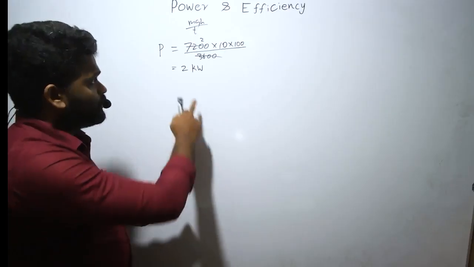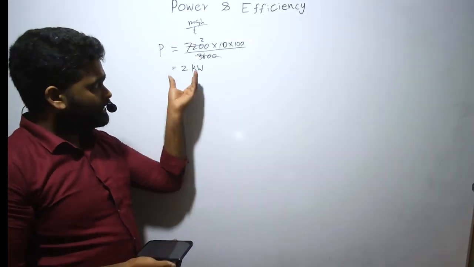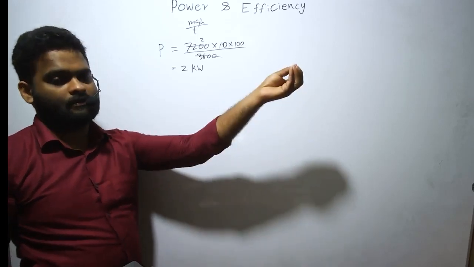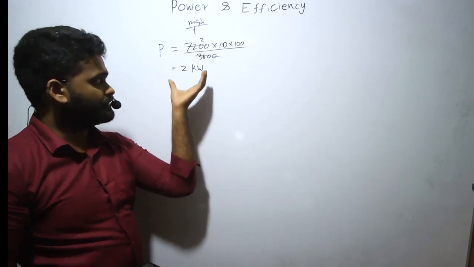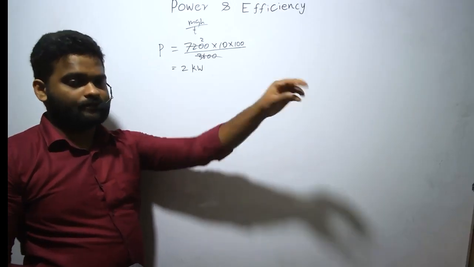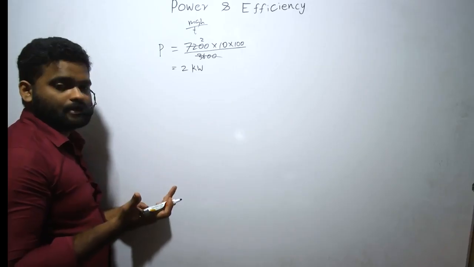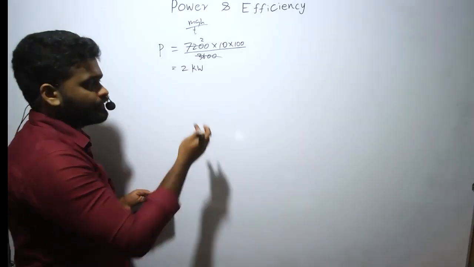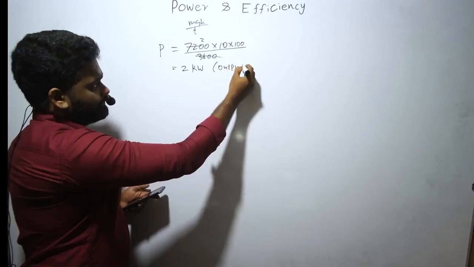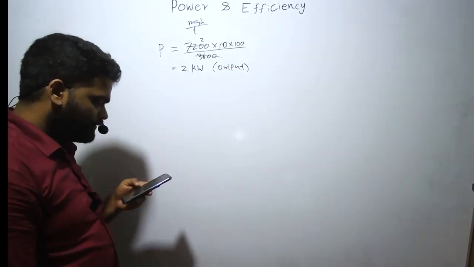So is this input or output? This is useful work, right? We use the motor to lift the water. So this is the power required to lift the water. So this is the useful work or power, so this must be the output, right? Then just use the equation.